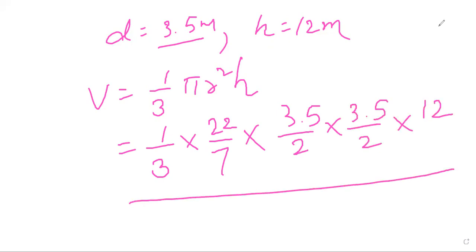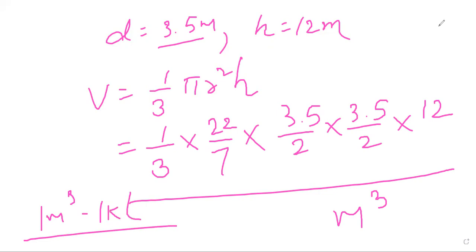So the answer will come in meter cube, but we know that 1 meter cube is equal to 1 kiloliter. So the answer you get in meter cube will be the same in kiloliters also, because 1 meter cube is equal to 1 kiloliter. So you have to just find out the volume and convert into kiloliters.